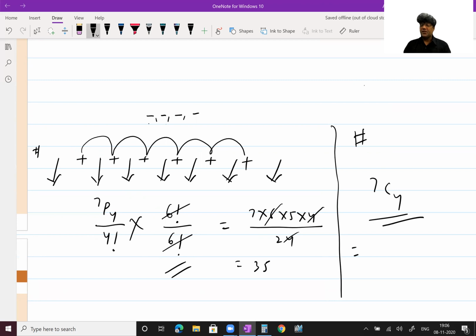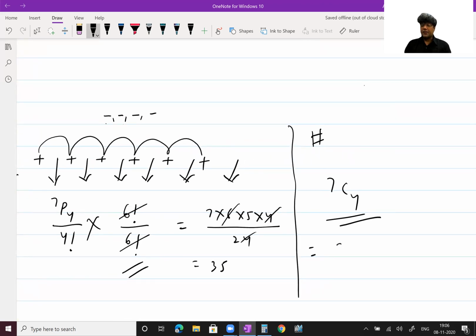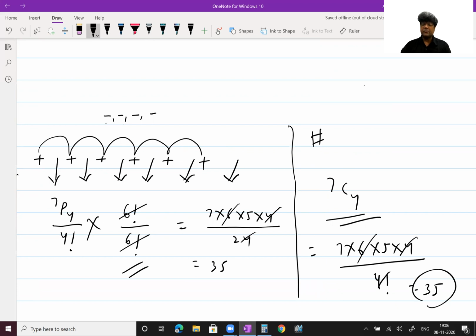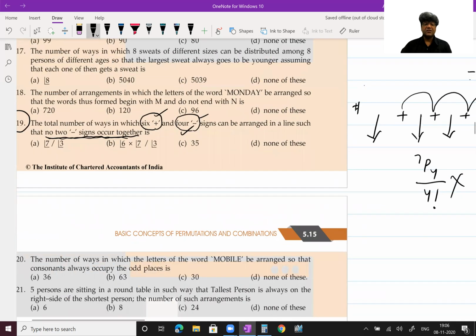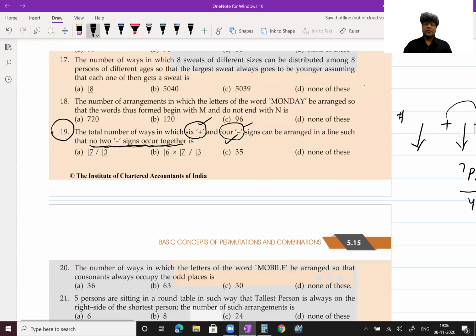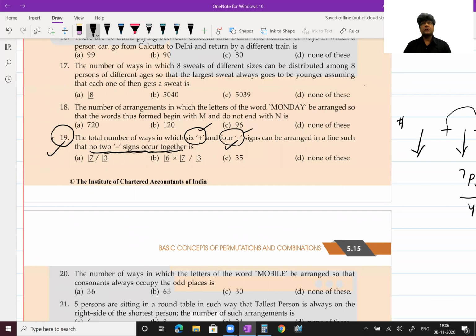Check. 7C4 by the shortcut technique: 7 into 6 into 5 into 4 divided by 4 factorial. 4 factorial how much? 24. 6 4s gone, and that is equal to 35. So guys, anyway you can proceed. Now why I picked this question, my objective was to remind you both the formulas, that n factorial by p factorial into q factorial into r factorial, as well as the gap method.